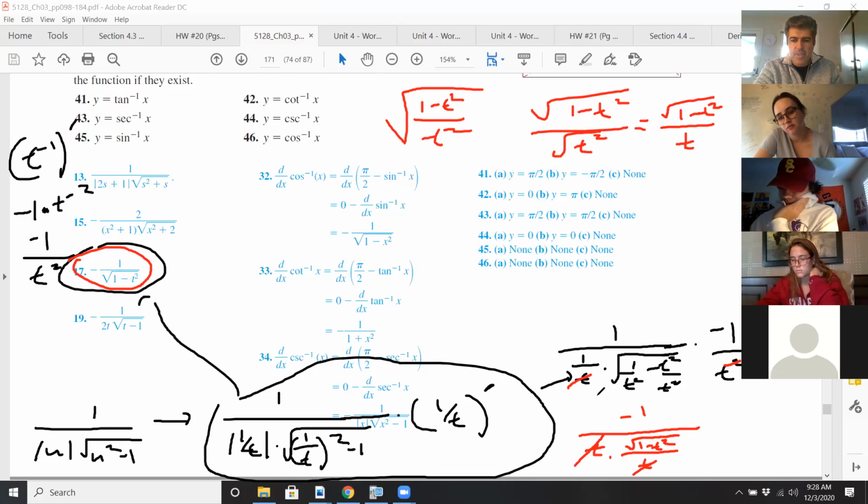And then I canceled that with this other t, because remember, when I took the derivative of 1 over t, I had negative 1 over t squared, and that t squared canceled that 1 over t that we have from over here. So it's a lot of canceling that goes on with these problems. Remember, you can always verify your work using the TI-84 calculator. So that's what's happening there.